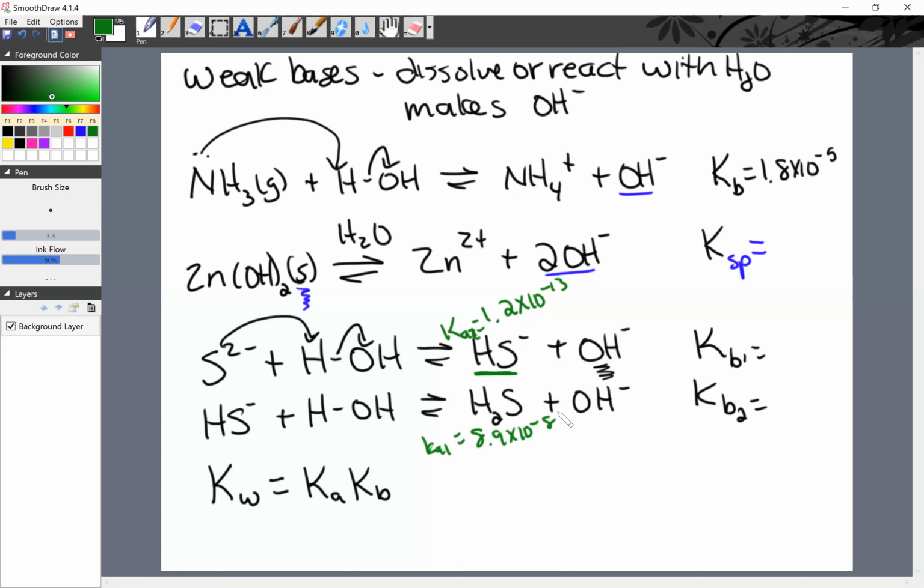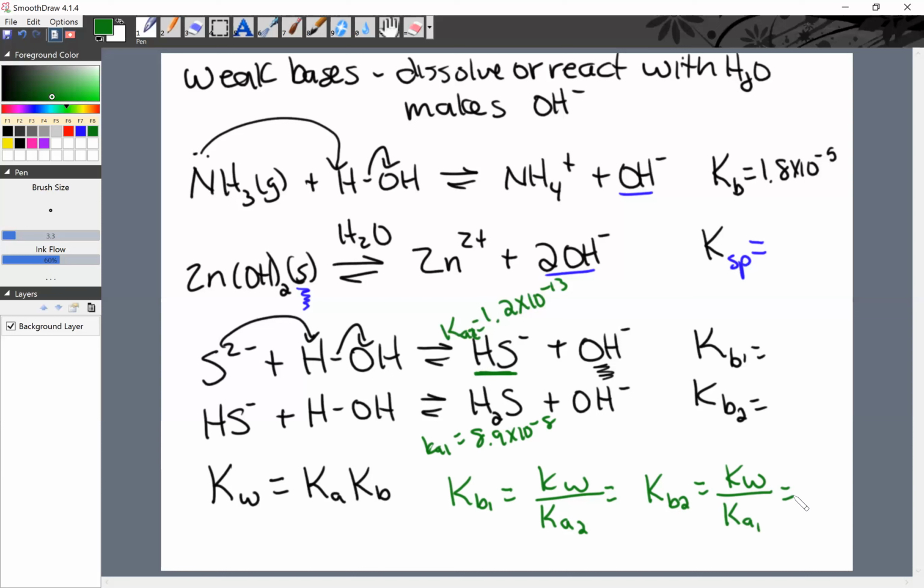So if I want to find Kb1 and Kb2, notice the numbers are different. If I want Kb1, I need Kw divided by Ka2. And if I want Kb2, I need Kw divided by Ka1. And that is how you would figure them out.